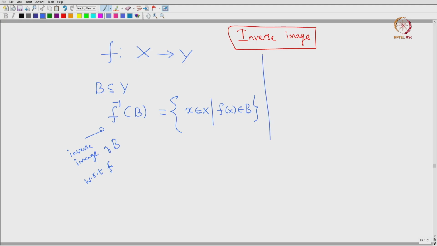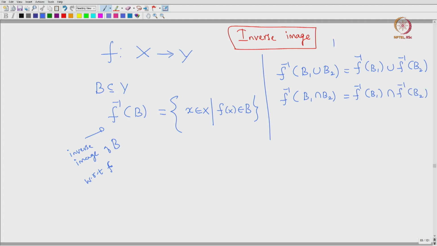For example, if we take the inverse image of B1 union B2, this is going to be exactly equal to f inverse of B1 union f inverse of B2. And similarly, if we take the intersection, then f inverse of B1 intersection B2 is going to be exactly equal to f inverse of B1 intersection f inverse of B2, and of course B1, B2 are all subsets of Y.